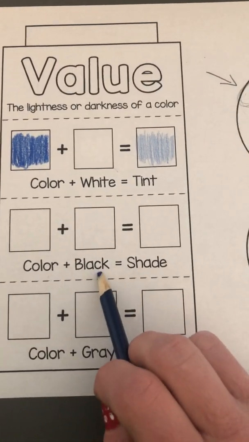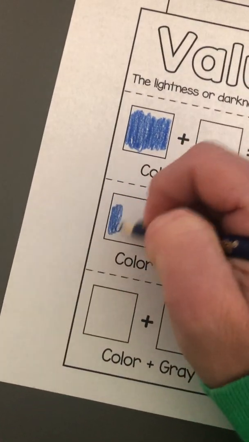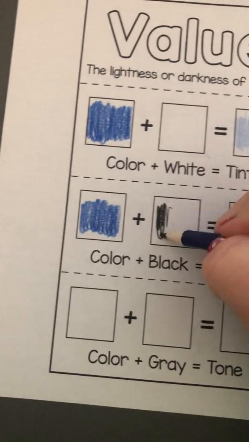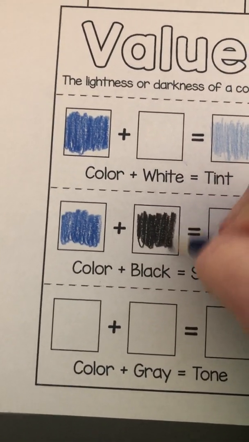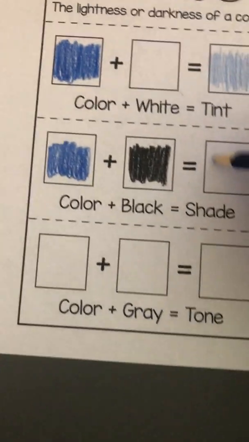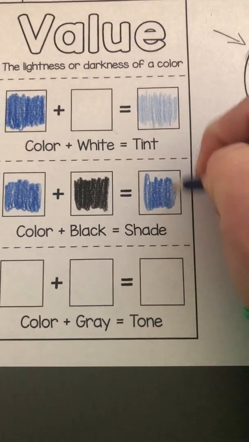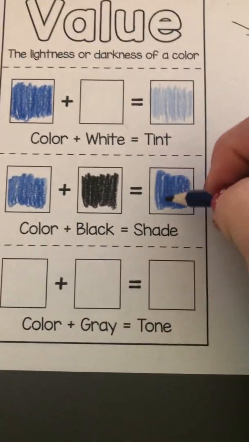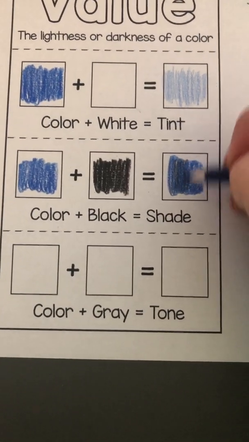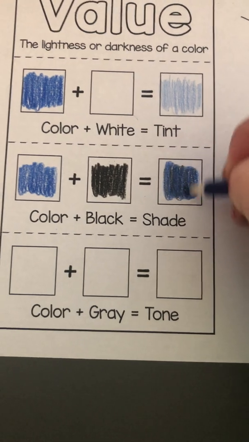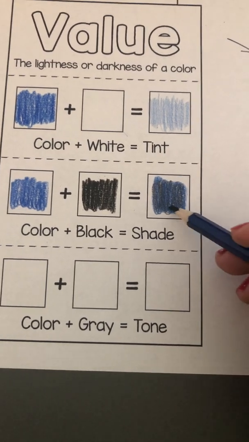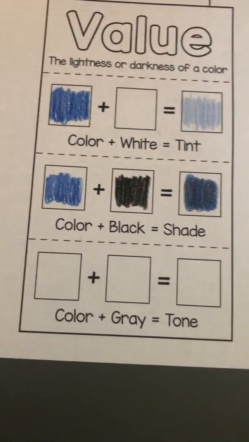When you mix a black with a color, you get what's called a shade. So I'm going to use my same blue, color that first box in, and then black. With your colored pencils, you can overlap your color, whatever color you choose, and your black. Now remember, go light on the black because it can easily cover up your color. So then you get a shade of blue. A shade is a darker value of your regular color.